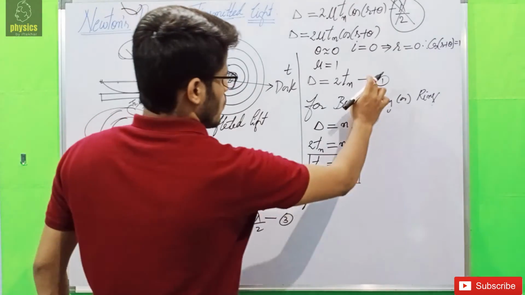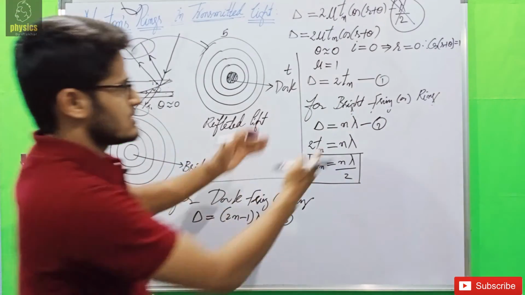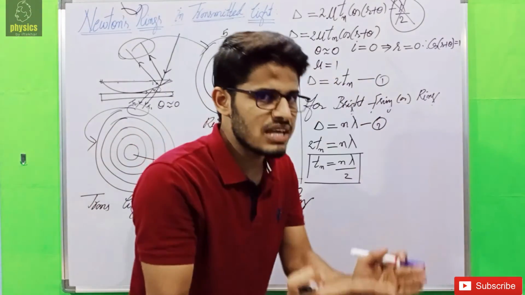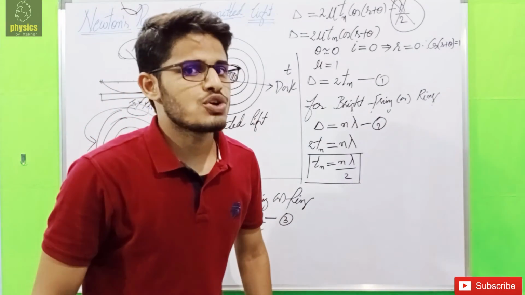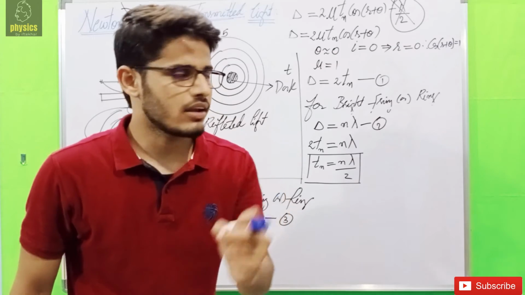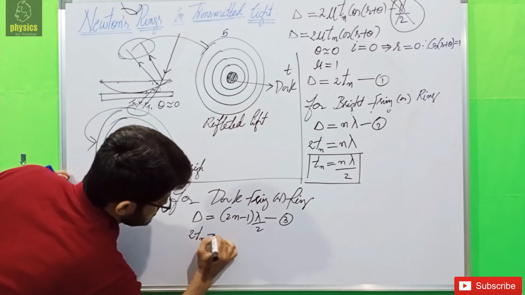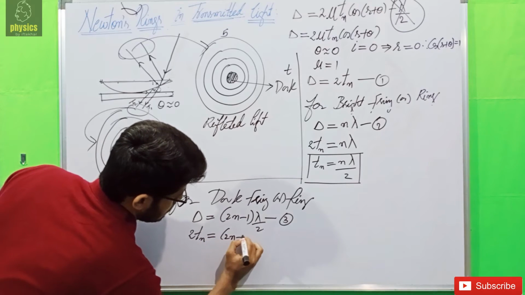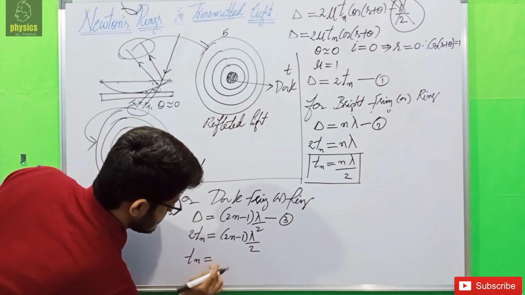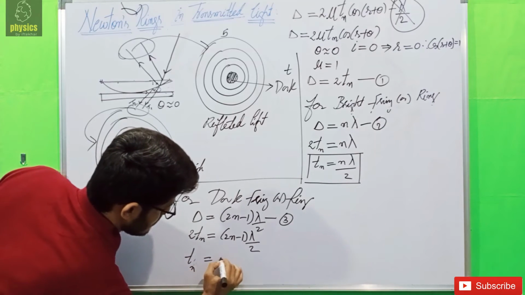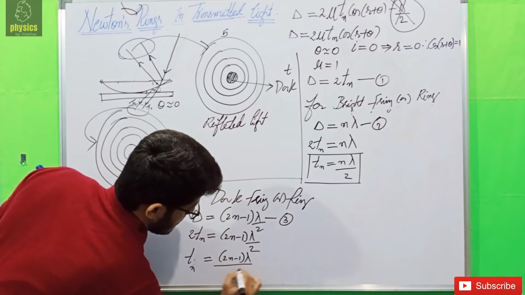So from 1, let this be 2. So from 1 and 2, if this path difference is coming out to be the odd multiple of lambda by 2, then you are sure to get a dark ring. So 2t sub n is equal to (2n minus 1) lambda by 2. So t sub n is equal to (2n minus 1) lambda by 4.